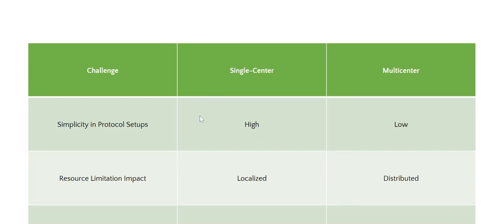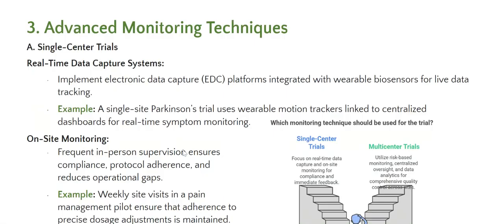And here we have a table on challenges. For each challenge, single-center and multi-center. Simplicity in protocol setups is high for single-center, and low for multi-center. Resource limitation impact is localized for single-center, and distributed for multi-center. Data heterogeneity is minimal for single-center, but for multi-center, it is pronounced across diverse populations.